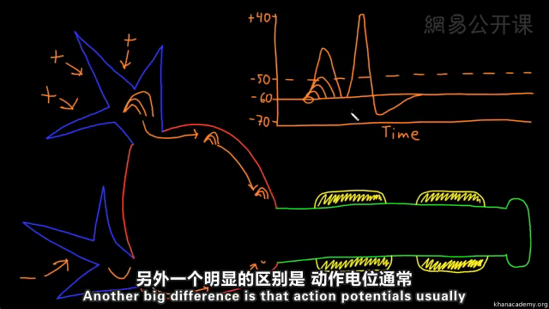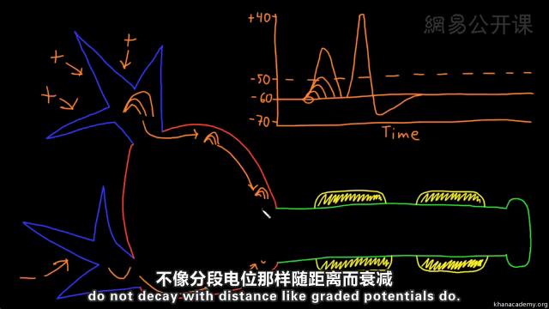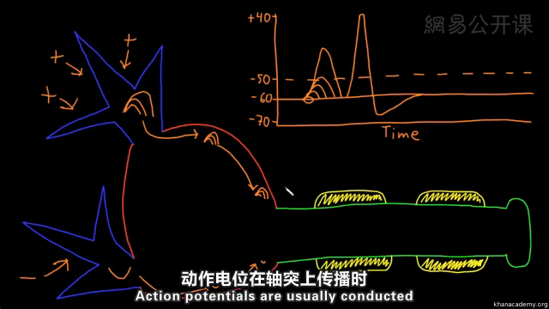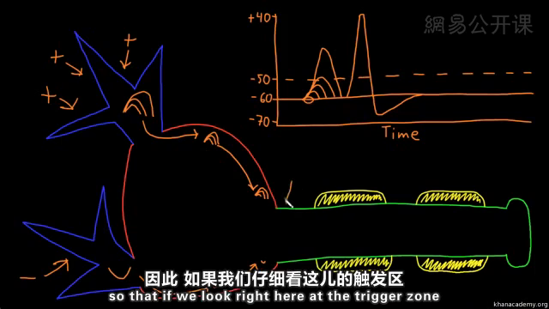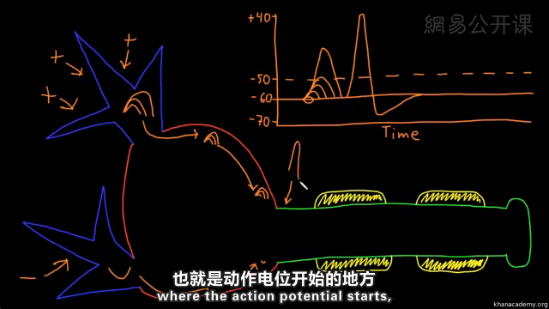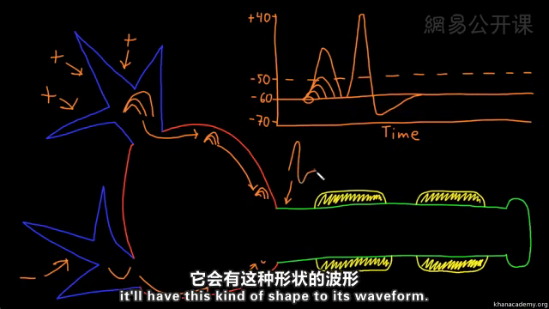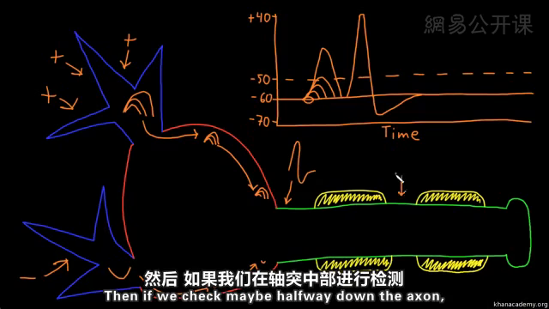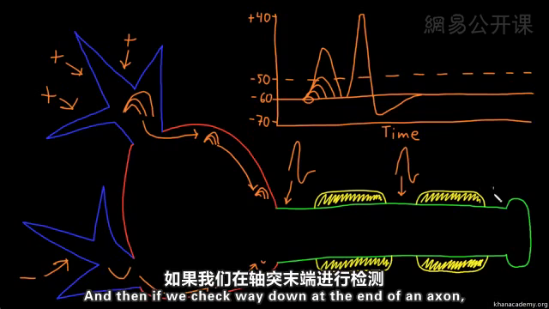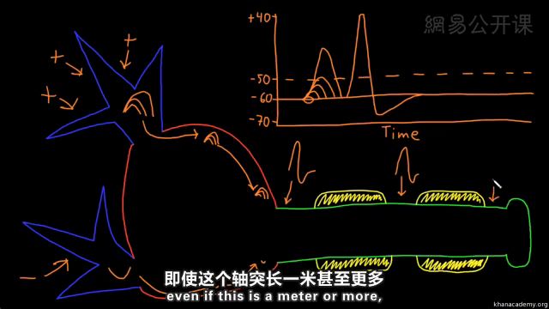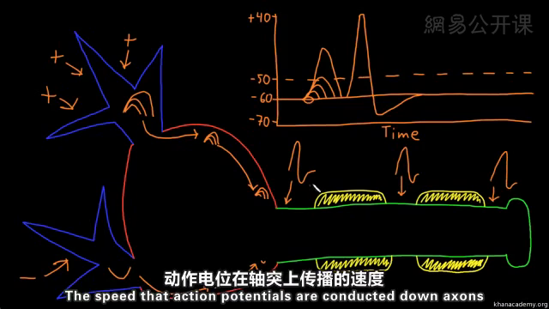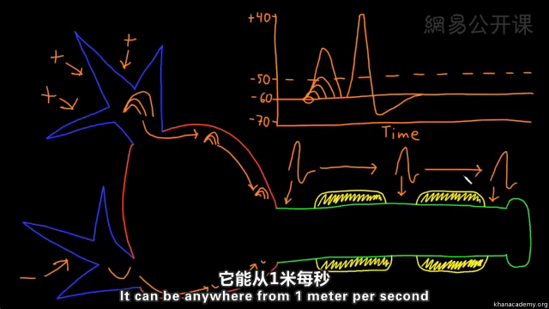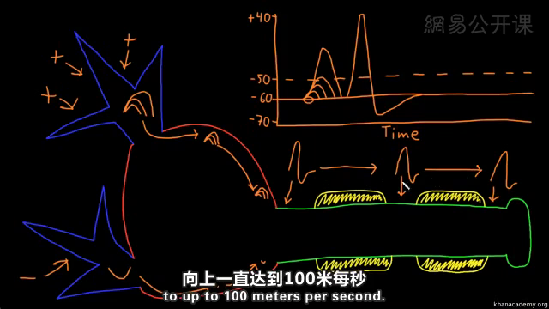Another big difference is that action potentials usually do not decay with distance like graded potentials do. Action potentials are usually conducted down an axon unchanged no matter how long the axon is. So if we look right here at the trigger zone where the action potential starts, it'll have this kind of shape to its waveform. And then if we check maybe halfway down the axon, it'll have the exact same shape. And then if we check way down at the end of an axon, even if this is a meter or more, it'll have the exact same shape again. It doesn't decay with distance. The speed that action potentials are conducted down axons is often very fast. It can be anywhere from 1 meter per second up to 100 meters per second.